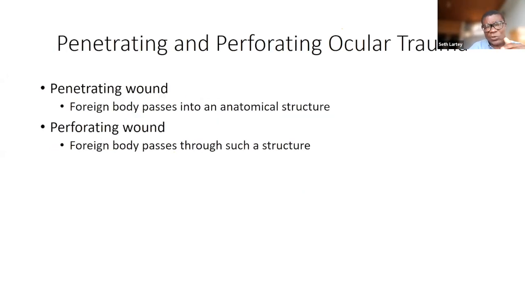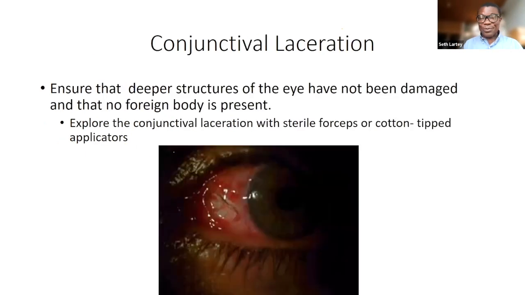Now, residents need to understand the difference between a penetrating and a perforating ocular trauma. Examples are given in your textbooks and you can refer to them. In a penetrating wound, the foreign body passes into a structure and remains in the structure. In a perforating wound, the foreign body passes through the structure. So you can have a penetrating wound of the cornea or a perforating wound of the cornea, and that perforating wound of the cornea will be a penetrating wound of the globe.